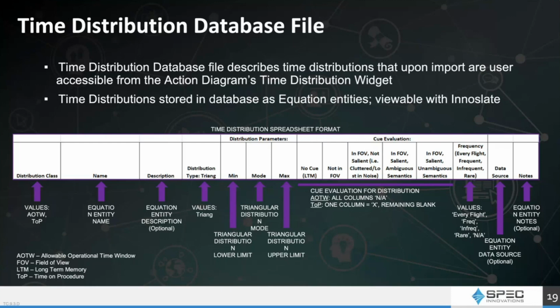The other thing that you'll see is frequency. So how often do you see this kind of event? How often does a problem occur? You could track that as well. And we have some data source suggestions, capturing your data source as well. This is something that can be built, and they're stored in the database as equation entities. We have an equation entity type in InnoSlate, so it's viewable there as well.